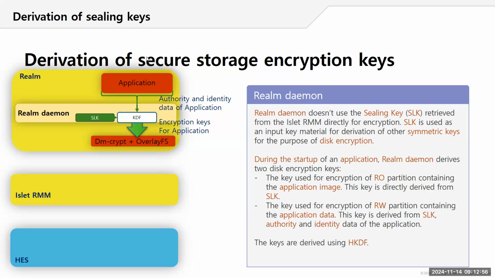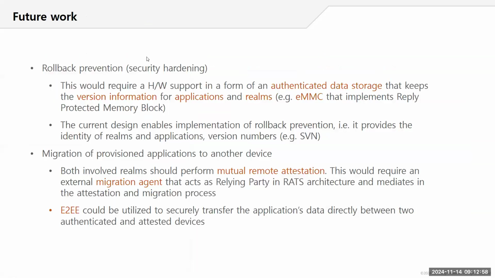Okay, and future work. We plan to harden the security of our solution, firstly by implementing a rollback protection mechanism. This will prevent downgrading of applications and run images to older, possibly vulnerable versions. And this mechanism will require hardware support. For example, we will need a dedicated eMMC chip that implements a replay protected memory block to keep the versioning information.